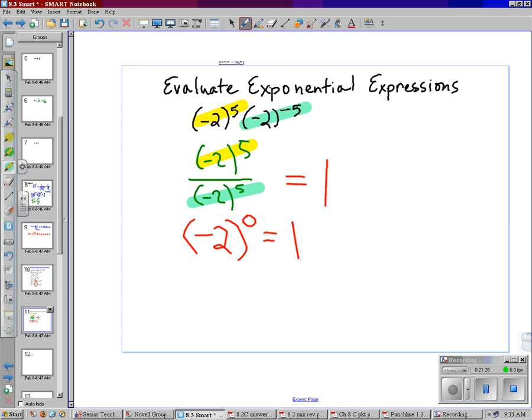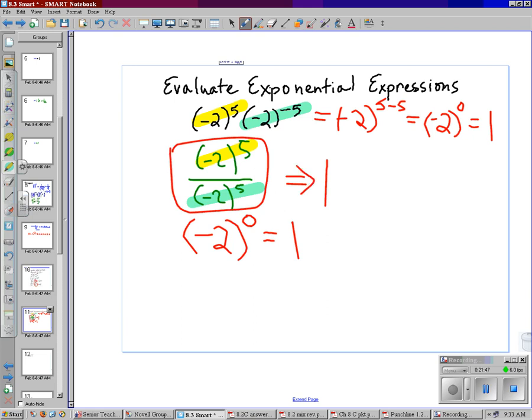When I multiply two items that have the same base, what do I do to their exponents? You add them. So I have negative 2 raised to the 5 minus 5, right? 5 plus a negative 5. What's 5 minus 5? 0. So this is negative 2 raised to the 0 power, which is equal to? 1. Hey, look at here. Here's my proof to you that it equals 1. It's a number divided by itself.